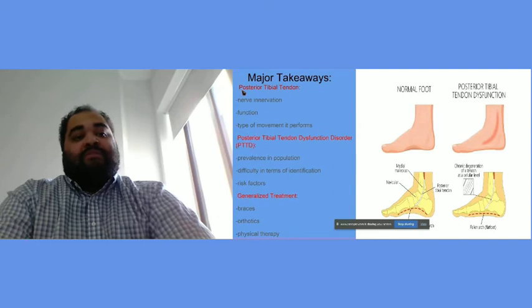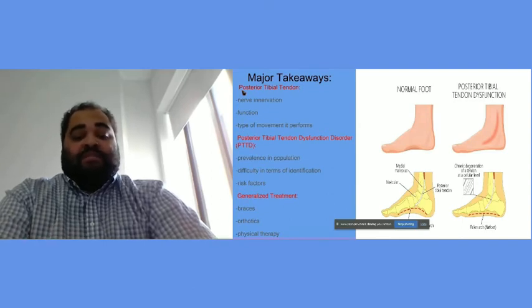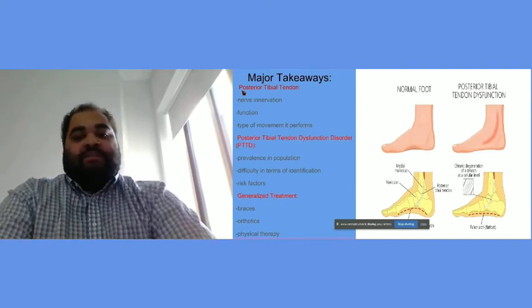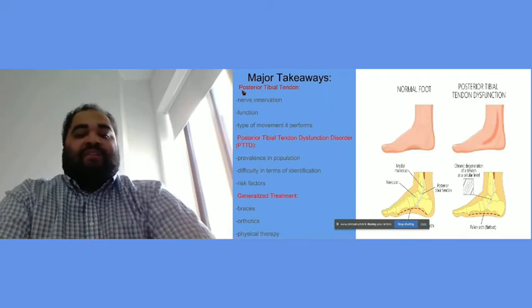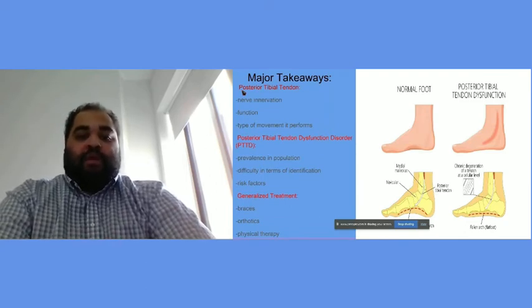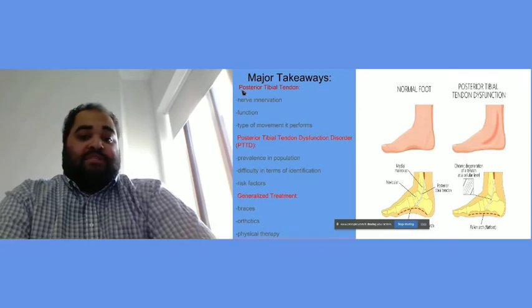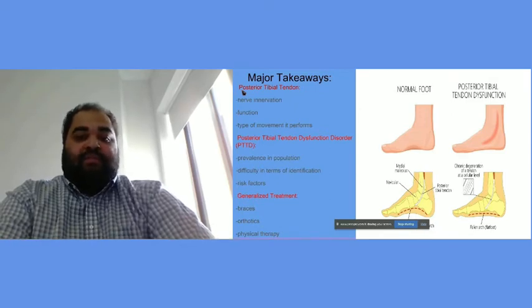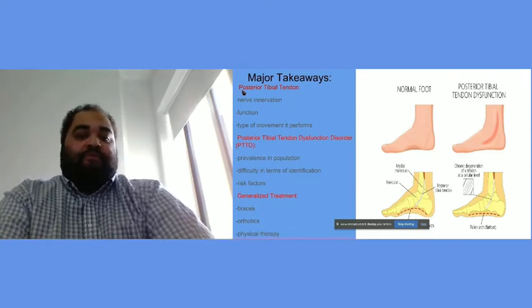It's moderately difficult to identify because it's commonly misdiagnosed. And some risk factors to be aware of are having diabetes, being obese, or being overweight, which can contribute to this disorder because increased weight leads to increased pressure in the foot in general.